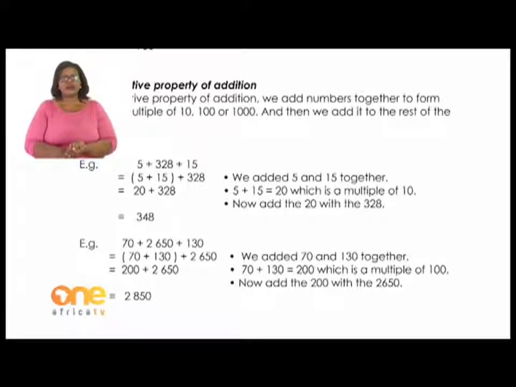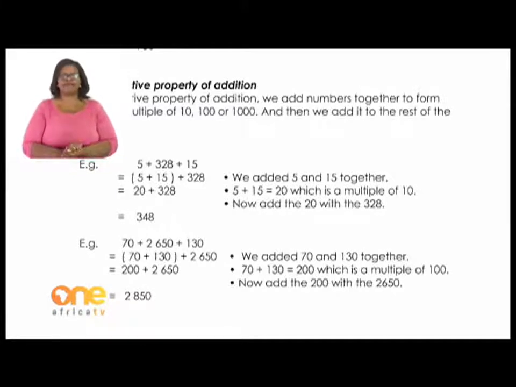Now let's go over to our examples in our book. Example 1, 5 plus 328 plus 15. Now we have to group numbers together. Now what we do here is we try to group numbers together to either give us a number which is a multiple of 10 or 100 or 1,000. So here I will group the 5 and the 15 together. And as you see in our example, we put 5 and 15 in brackets plus 328. 5 plus 15, if I add it together, that gives me 20, and 20 is a multiple of 10. And then we say 20 plus 328, and when I add it together, that will give me 348.